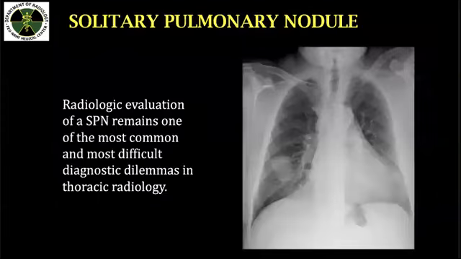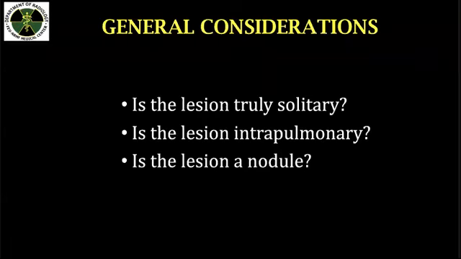Okay. So for solitary pulmonary nodule, the radiologic evaluation of a solitary pulmonary nodule remains one of the most common and most difficult diagnostic dilemmas in thoracic radiology. For example, in this case, you saw a soft tissue opacity at the right lower lung, as seen in this image. The evaluation of solitary pulmonary nodules should be done using the following considerations. Is the lesion truly solitary? Is the lesion intrapulmonary? Or even, is the lesion a nodule?